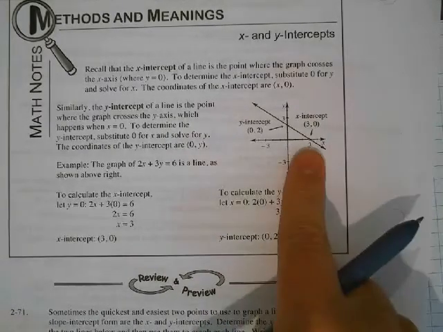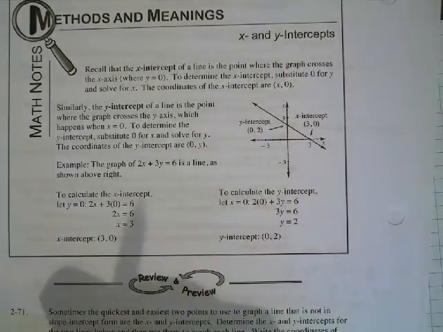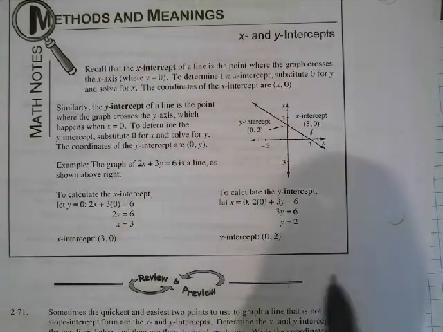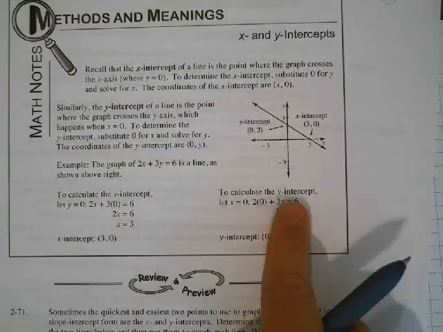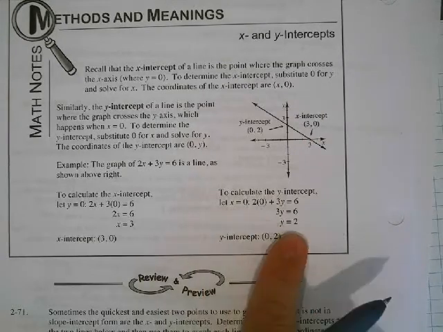You don't need to graph to find your intercepts. You just take the opposite letter of the intercept and make it into 0. For the x-intercept, you make y 0. For the y-intercept, you make x 0, and then you can find your intercepts.